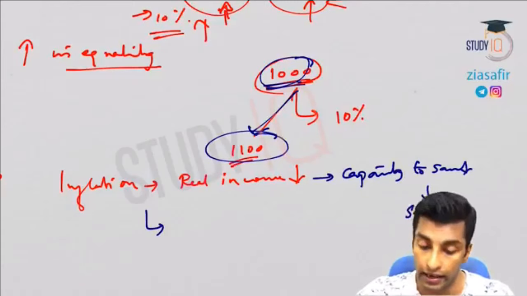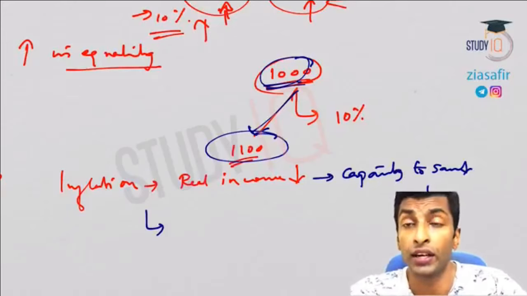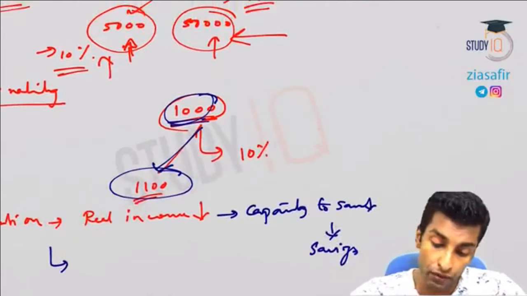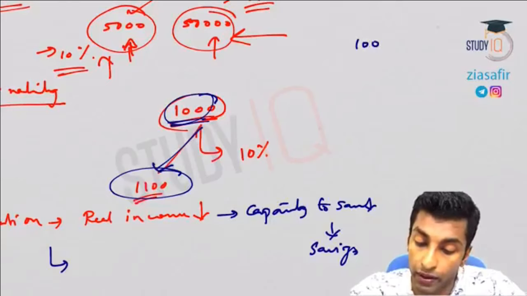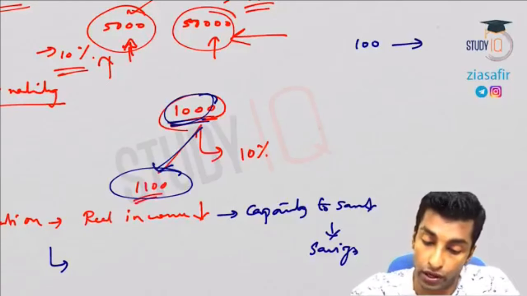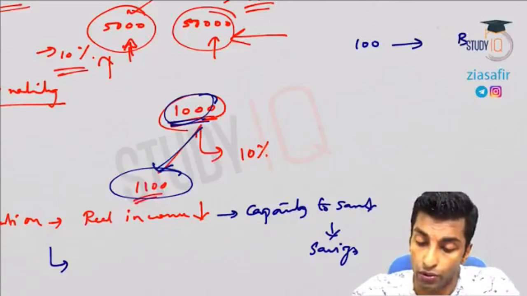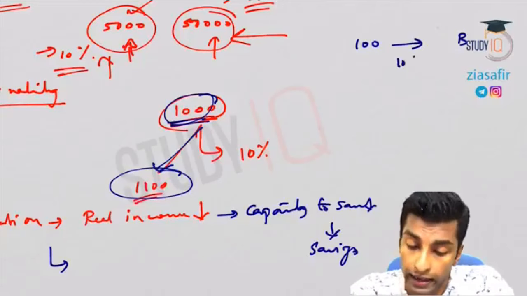It affects the real interest rate. What will happen with the real interest rate? Real interest rate will come down. For example, let's suppose you are lending 100 rupees to some person. So you gave to B at 10% interest.